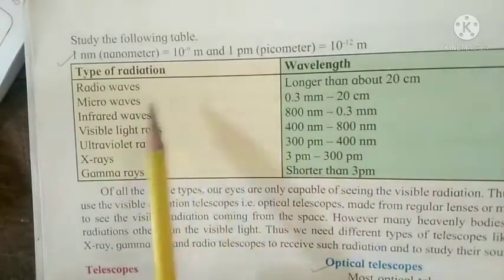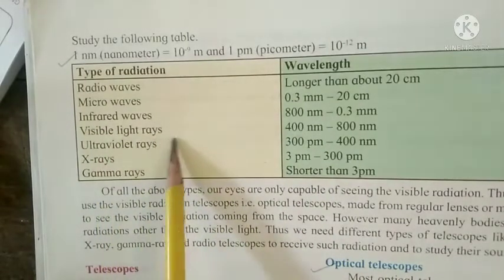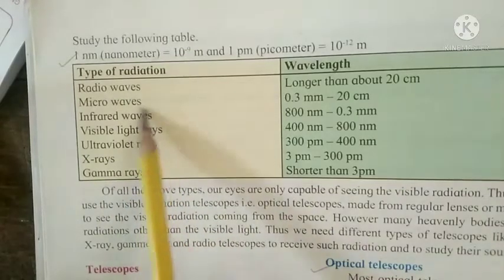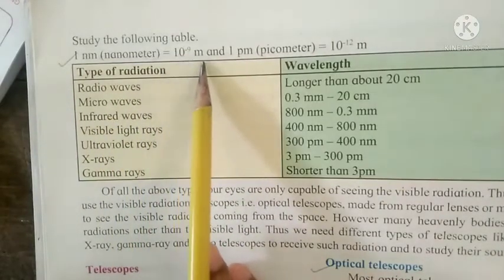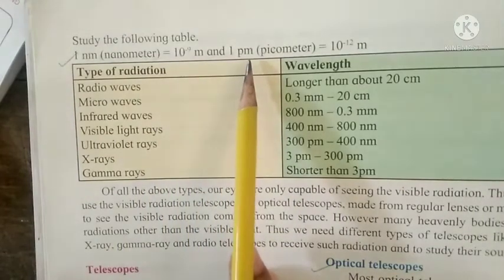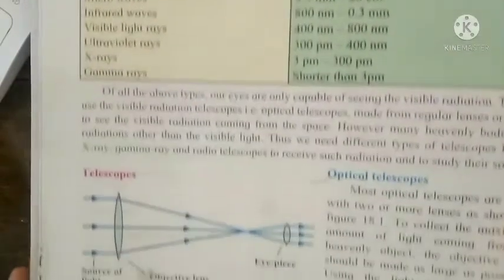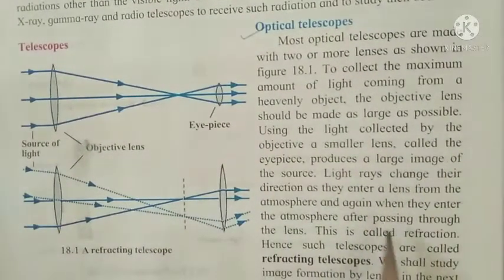Radio waves, then microwave waves, infrared waves, visible light rays, ultraviolet rays, X-rays, gamma rays, etc. 1 nanometer is equal to 10 raised to minus 9 meter and 1 picometer is equal to 10 raised to minus 12 meter.